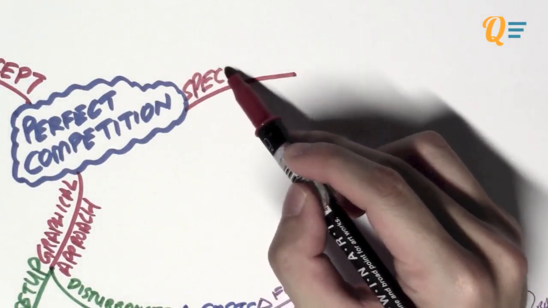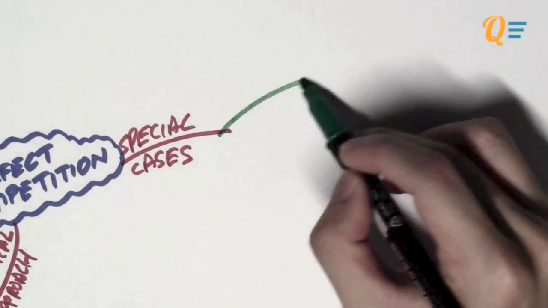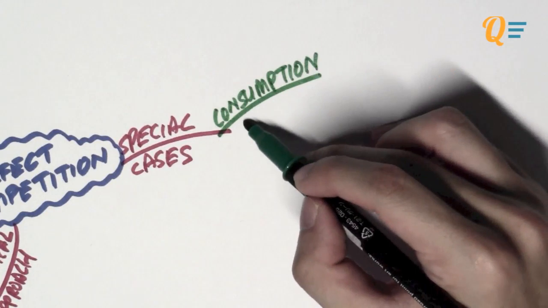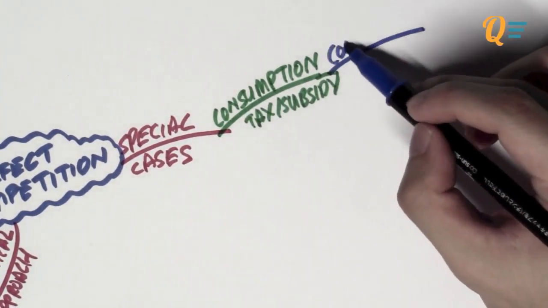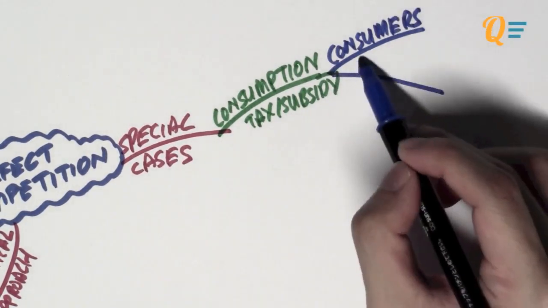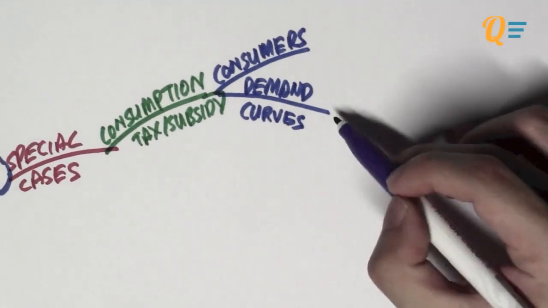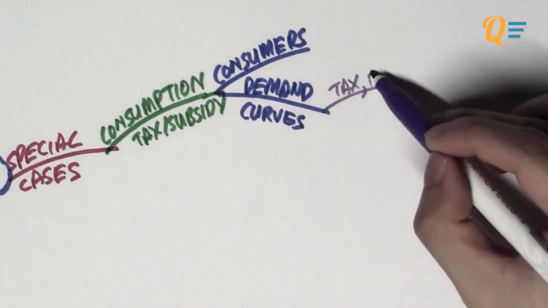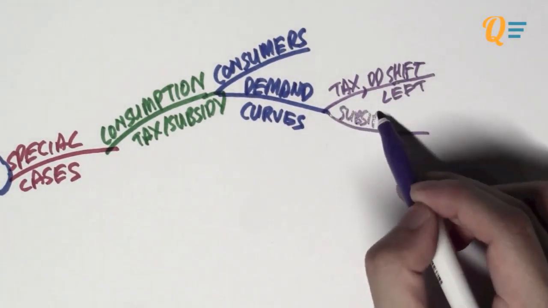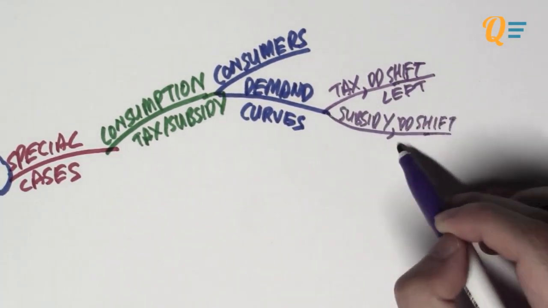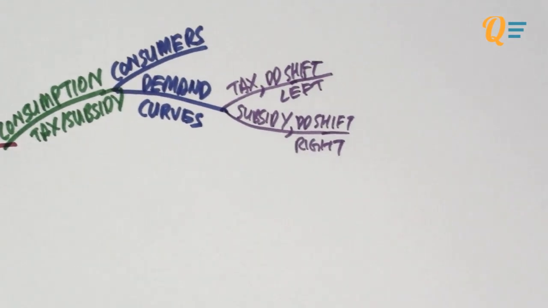Okay, we're now moving on to the last branch of this mind map. Let's talk about some of the special cases that you will encounter when you're doing perfect competition questions. Okay, so let's say there's a consumption tax or subsidy on the consumers. So this is obviously going to affect the demand curve, but most importantly, how is the demand curve going to be affected? So if it's a tax, obviously the demand will fall, and when it's a subsidy, the demand will rise. Okay, but how do we express this on the graph?